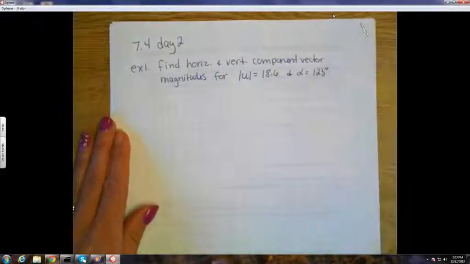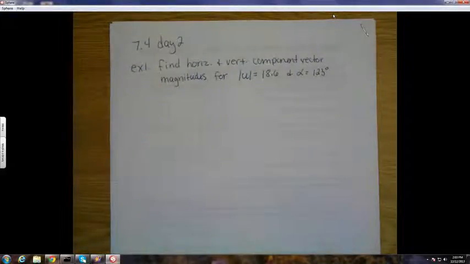Okay, you had one like this yesterday, but only one. I'm asking you for the horizontal and vertical component vector magnitude. In other words, that's pretty much just the length of the horizontal and vertical components. And I tell you the magnitude of U is 18.6 and the angle is 123 degrees. So what we want to do is sketch it. Which quadrant do we need to sketch it in?